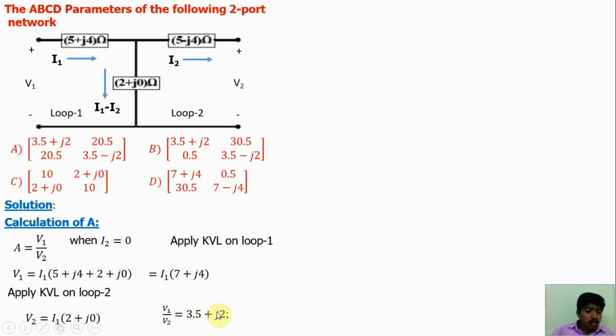So option A and B may be correct, but options C and D are wrong, so we eliminate those options. Now we have to find the B parameter. If we find the B parameter, we can find the correct option. So how to find the B parameter?